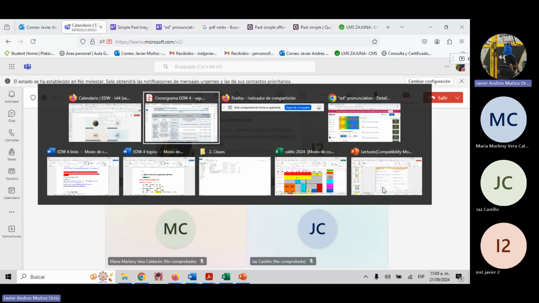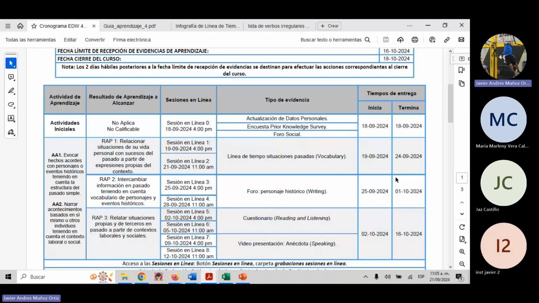So, according to the schedule, we were talking on Thursday, the day before yesterday, about what we are going to present in this session. In these two sessions, on the 19th and the 21st, we are going to present an activity called Línea de Tiempo Situaciones Pasadas. According to the schedule, we are going to do it between the 19th and the 24th of this month.